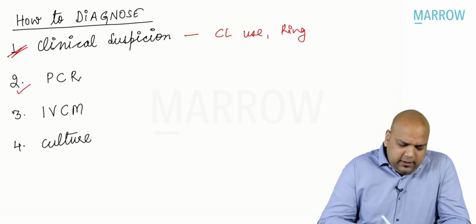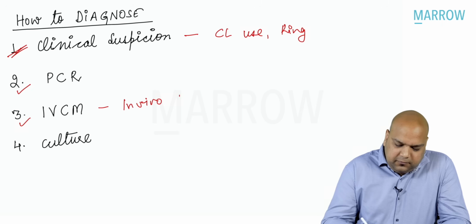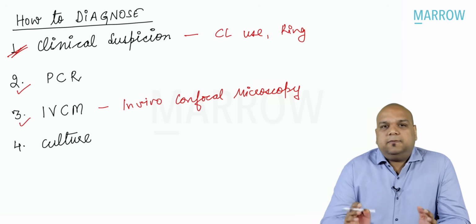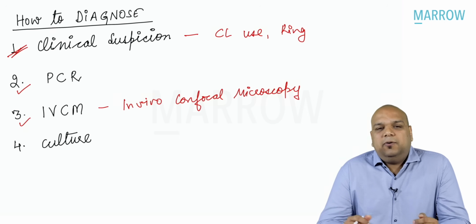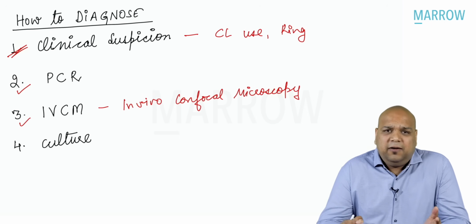Then what we can do? We can do IVCM. What is IVCM? It is in vivo confocal microscopy. Again, it is one of the best things to diagnose, but again, not available easily everywhere.